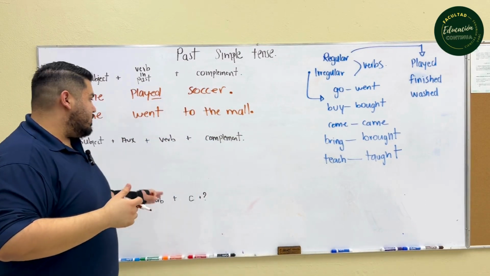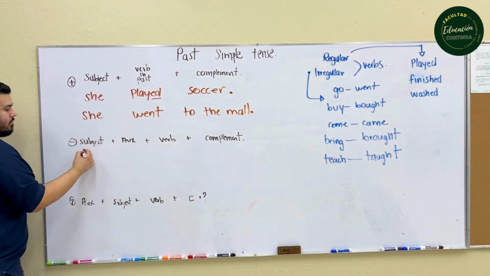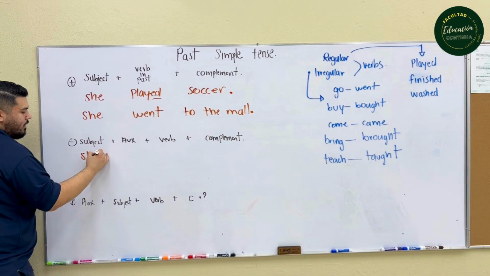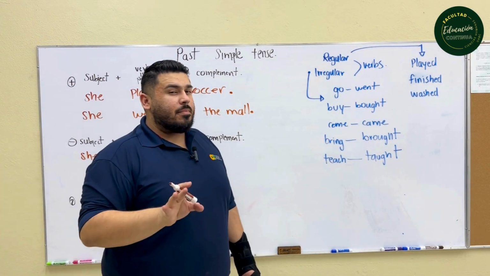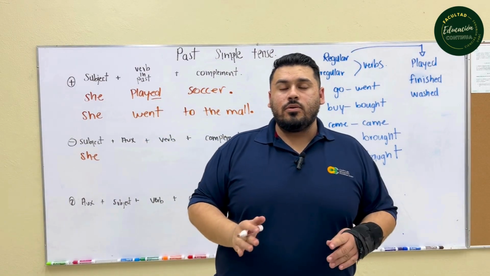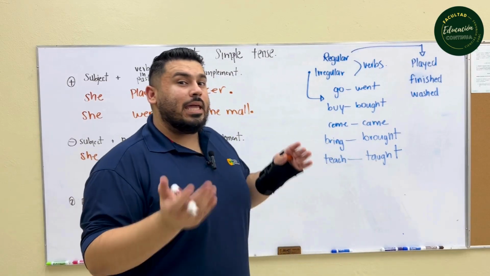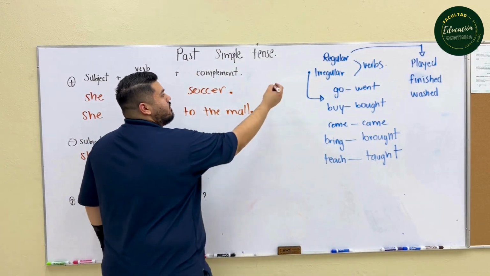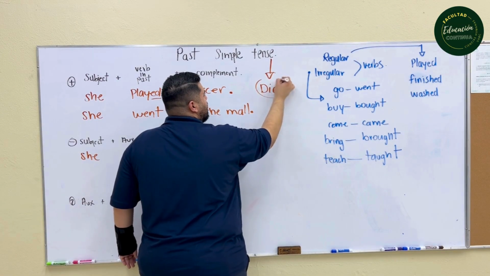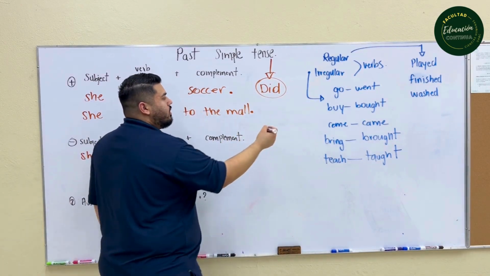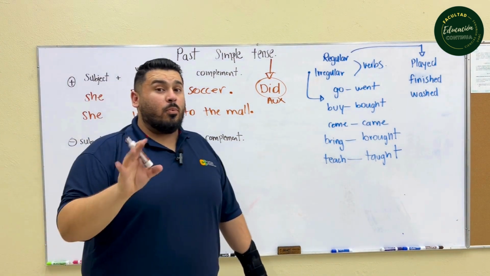Now, let's see the next part. For negative sentence, we're going to use the same example. She, but now we need an auxiliary. Okay? Remember, in simple present tense, we use do or does. Do you remember? Well, in past tense, we use just did. That's the only auxiliary that we have in past. Okay? So, we're going to use it.